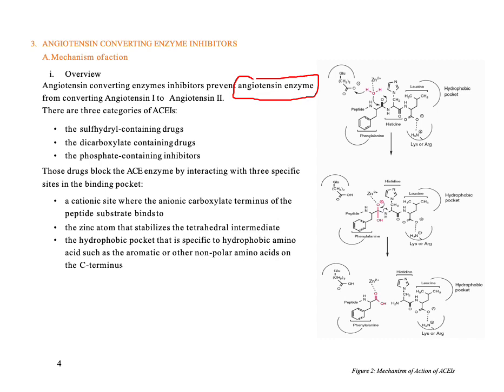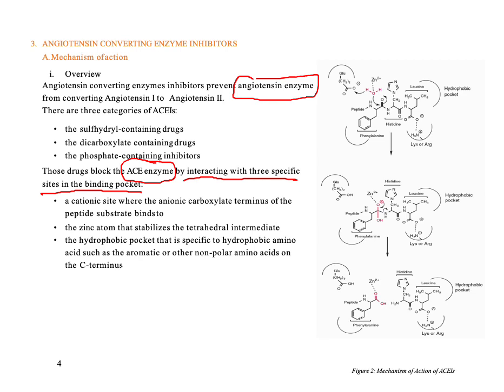Now, there are three classes of drugs in the ACE inhibitors. There are the sulfhydryl containing drugs, the dicarboxylate containing drugs, and the phosphate containing inhibitors. So we'll take a look at those three classes of drugs in the subsequent slides. Now, those drugs are going to block the ACE enzyme, and the way they do that is they're going to interact with the ACE enzyme in three specific ways, at three specific sites in the binding pocket.